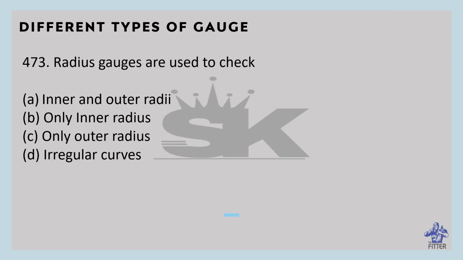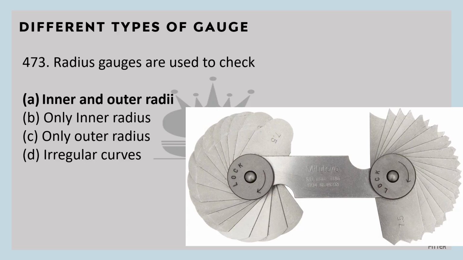Radius gauges are used to check inner and outer radius. Okay. These are made of hardened sheet metal. So you can see these are the radius gauges. We can find inner and outer radii of the work.